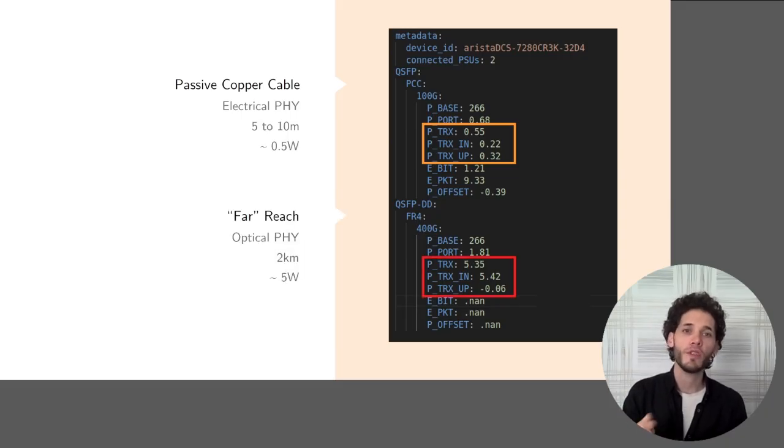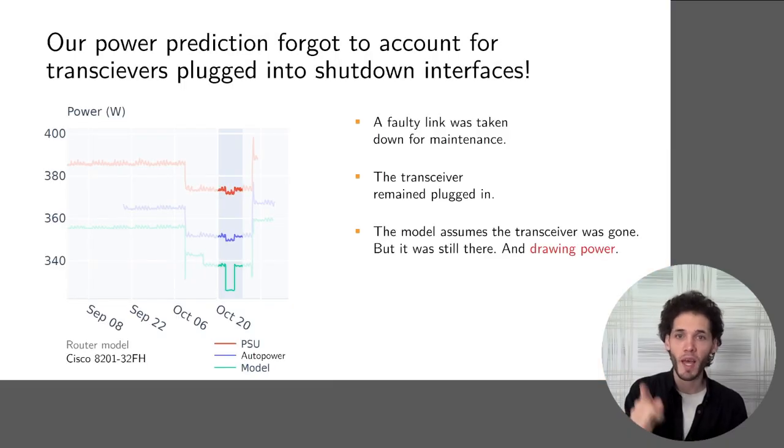And it's even worse with the other example, which is an optical transceiver, which, by the way, consumes 10 times more power. Here, 100% of the power gets paid as soon as you plug in, even if the link remains off. And that is exactly what was happening here.